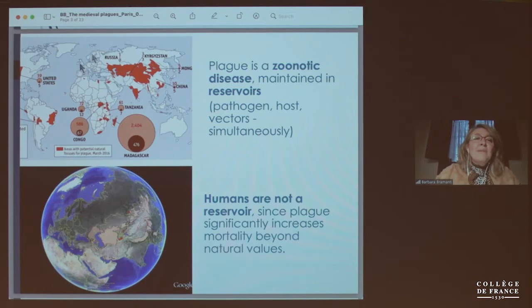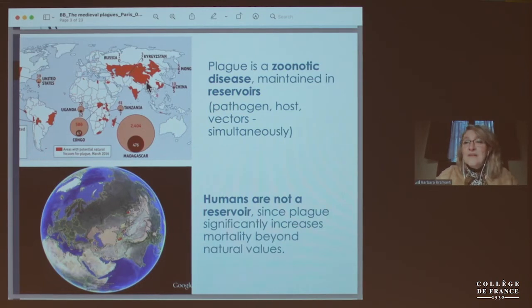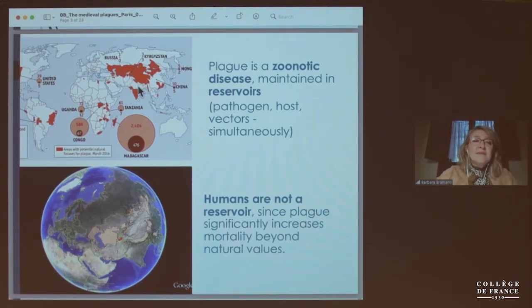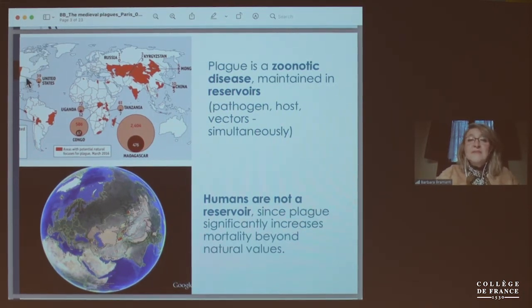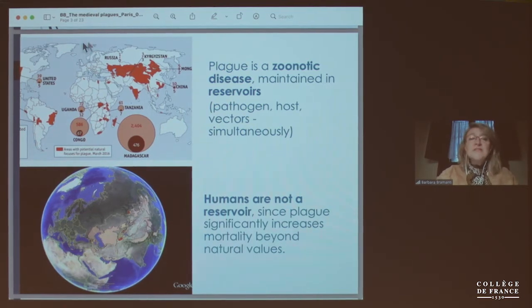In the picture, in the map on the top, you can see in red the place where nowadays reservoirs are present. And you can see that they are present everywhere on each continent, in Asia, in Africa, in South and in North America, in the United States, but not in Europe and in Australia. If you have a look to the other picture on the bottom of this slide, you can see the physical representation of the old world.